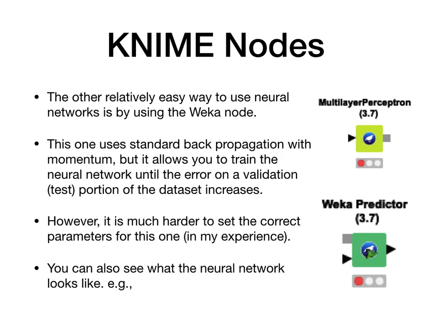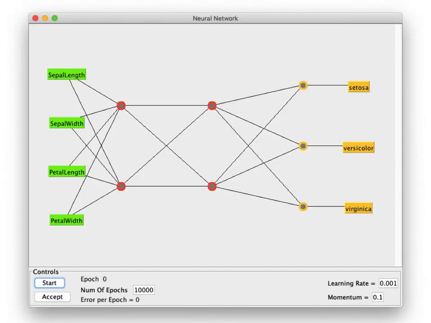This is an example of what the GUI looks like for the Weka multi-layer perceptron. You can see here, this is just for the standard iris dataset that we looked at before.